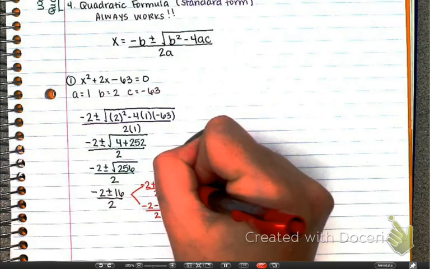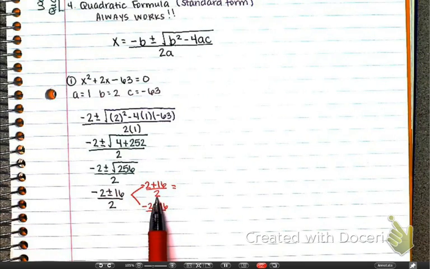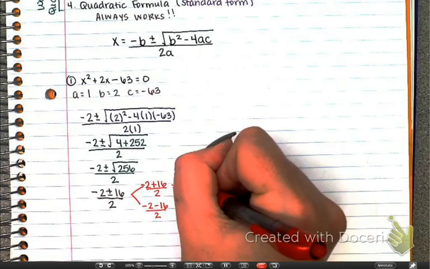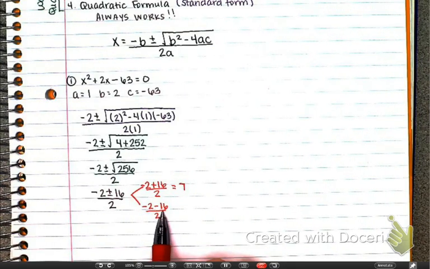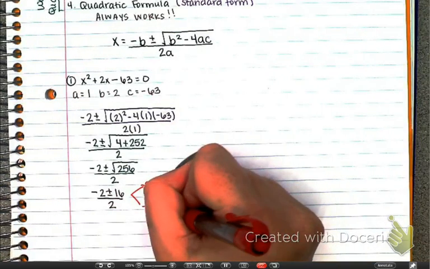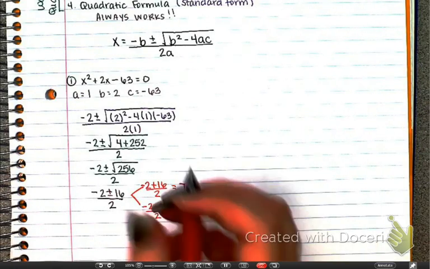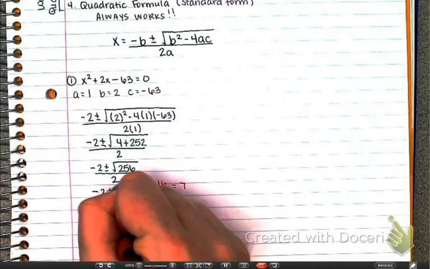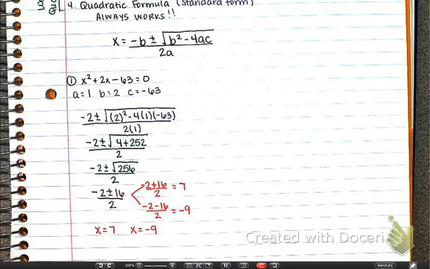And we have to keep simplifying. Negative 2 plus 16 is 14. 14 divided by 2 is 7. Negative 2 minus 16 is negative 18. Negative 18 divided by 2 is negative 9. So in this case, x equals 7 and x equals negative 9.